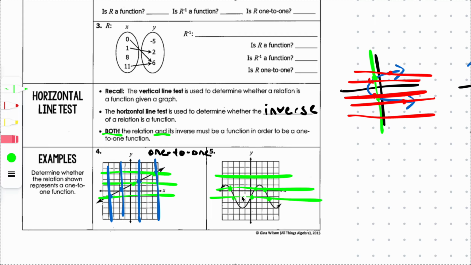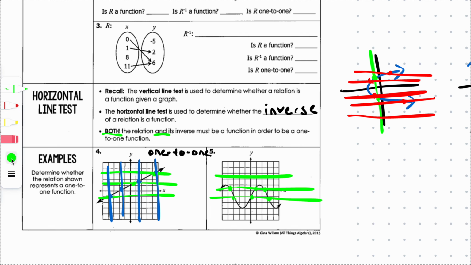Okay, so we see that since it does not pass the horizontal line test, it actually intersects a horizontal line multiple times. That means that we already know it's not going to be one-to-one.